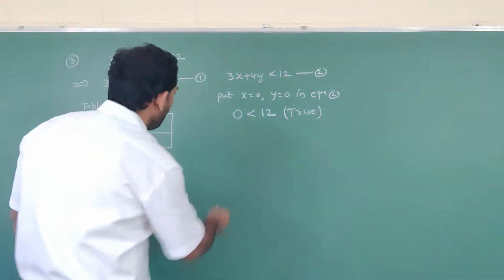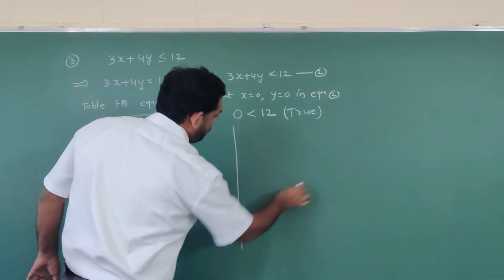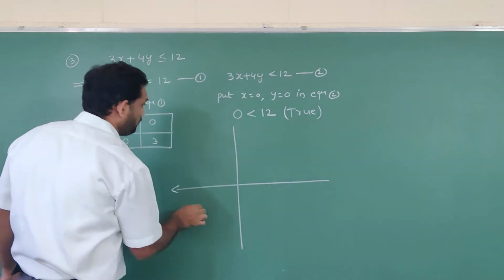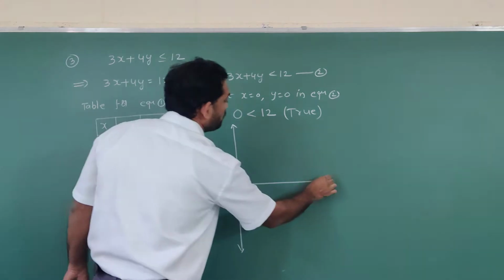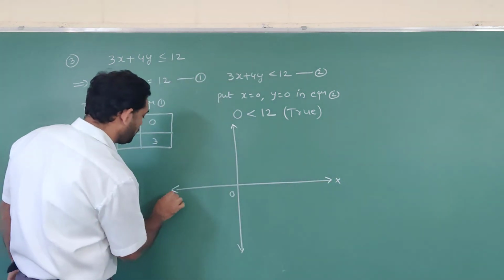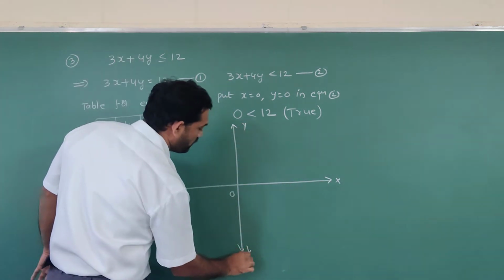Now the graph. Same procedure as before. 0, x, x dash, y, y dash.